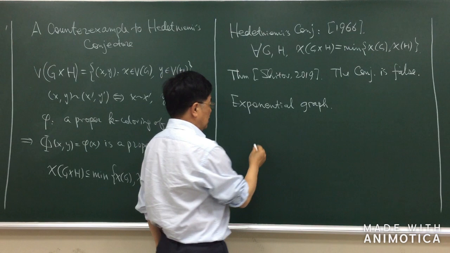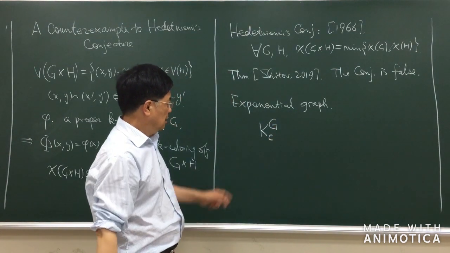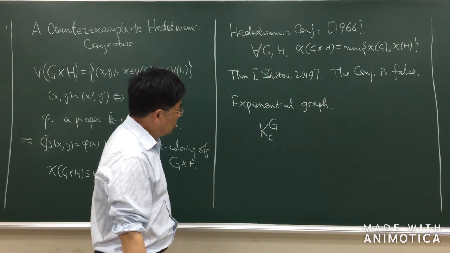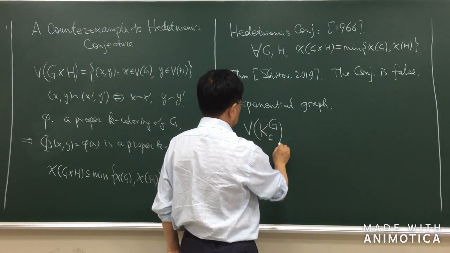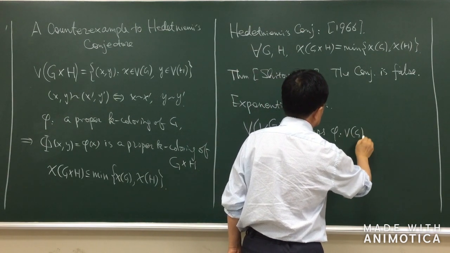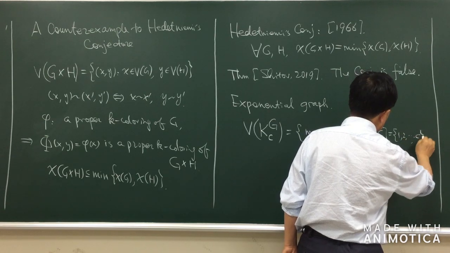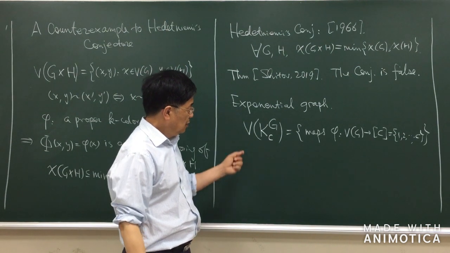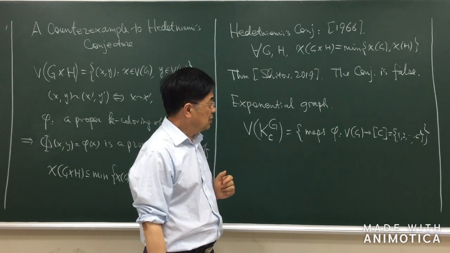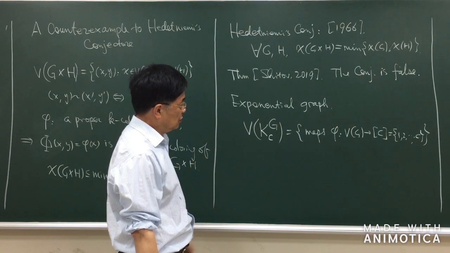Suppose c is a positive integer and G is a graph. Consider K_c to the power of G, you can think of it as a complete graph to the power of G. This is the exponential graph. So what is this graph? The vertices are those maps from the vertices of G to the set {1, ..., c}. So you can think of the vertices of this graph as all the colorings of the vertices of G by c colors. But these colorings need not be proper. They are arbitrary colorings of the vertices of G by c colors.